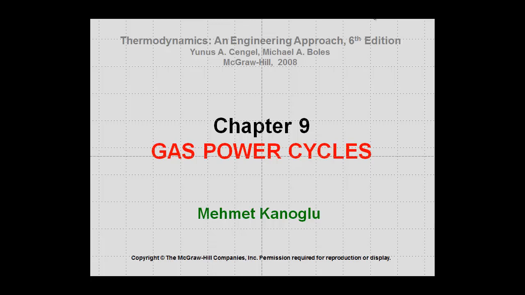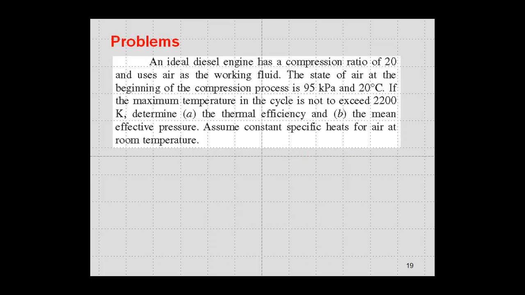We're gonna be working now on the gas diesel cycle, and this is our first problem. We're gonna analyze an engine that has a compression ratio of 20 and whose initial conditions are 95 kilopascal and 20 degrees. The maximum allowed temperature in the engine is 2200 Kelvin, and the thermal efficiency and the mean effective pressure are what we are looking for.